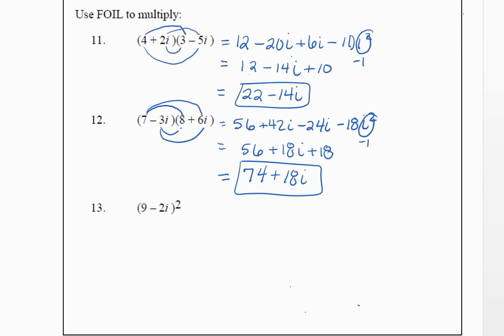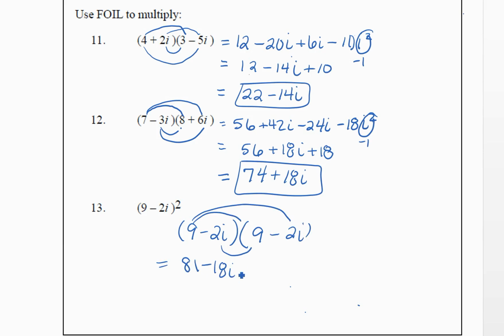Okay, and then our last one here, we want to do 9 minus 2i squared. So that means we're going to do 9 minus 2i times 9 minus 2i, multiply it by itself. So we'll do the first terms, will give us 81. Our outside terms will give us minus 18i. Our inside terms give us minus 18i. And our last terms give us plus 4i squared.